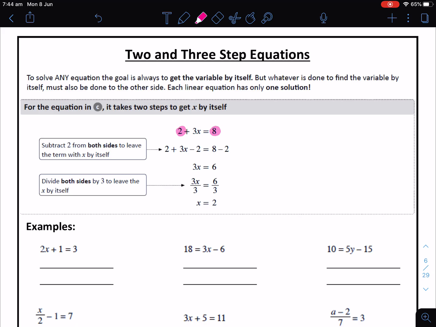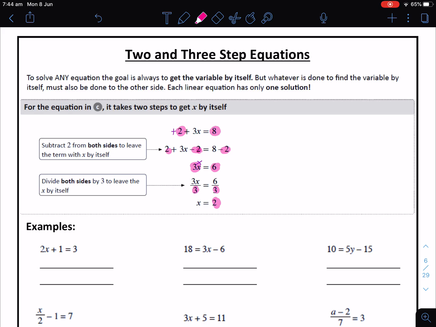So again, we're going to look at the inverse operation. Okay, so we can see that this is a positive 2, right? So we're going to do the inverse operation and take away 2 from both sides. So if we take away 2, remember that 2 take away 2 becomes 0, so we're just left with 3x, and 8 take away 2 is 6. Now we're just back to a one-step equation, and you can see that we have 3 times x. So we're just going to do the opposite or the inverse of multiply, which is divide both sides by 3, and 6 divided by 3 equals 2.